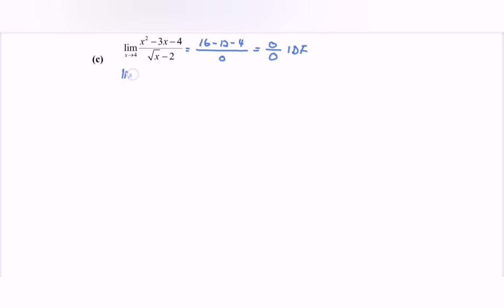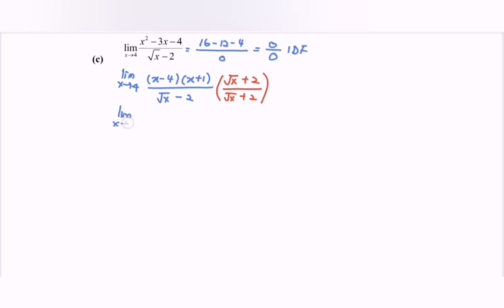So limit when x approaching 4. For the x squared minus 3x minus 4, my suggestion would be to factorize the situation, where we have x minus 4 multiplied with x plus 1, over the square root of x minus 2. So multiply by the conjugate, so here we have the square root of x plus 2 over the square root of x plus 2. Kindly take note, only expand one part. So my focus would be the denominator.